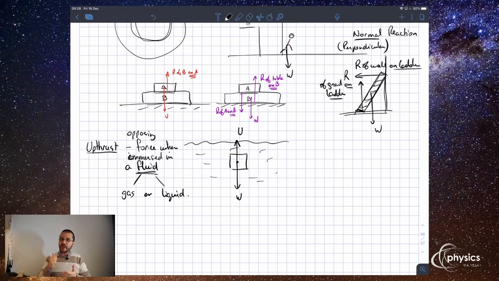So when you have an object which is immersed or partially immersed in a fluid, like a boat for example, in that case you will still have an upthrust. The upthrust decides if an object floats or sinks, or else if it moves upwards in the fluid. The upthrust comes into this idea of floating, sinking, etc. I'm not going to go into more detail about upthrust because we're going to discuss it in more detail in the next lectures.